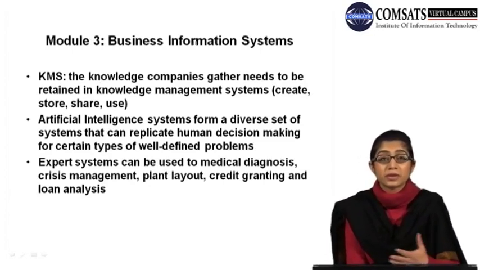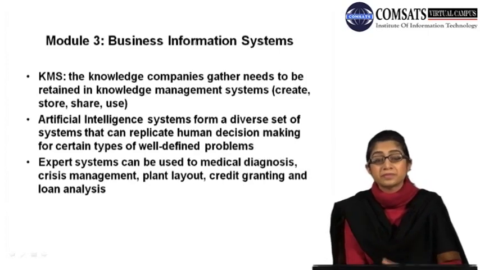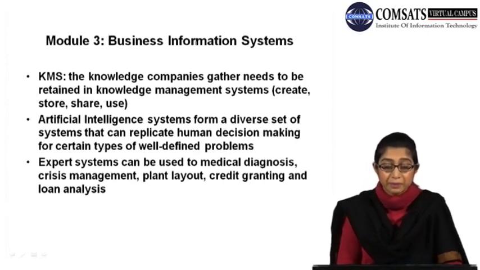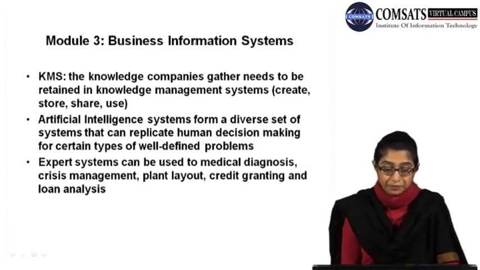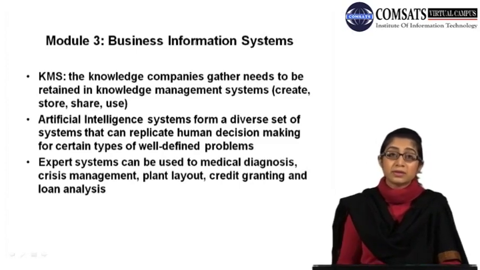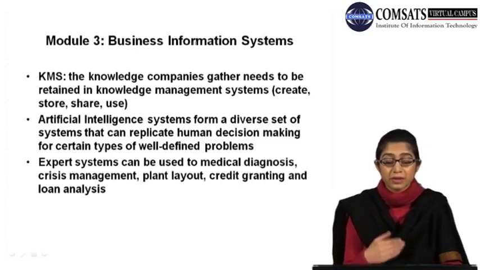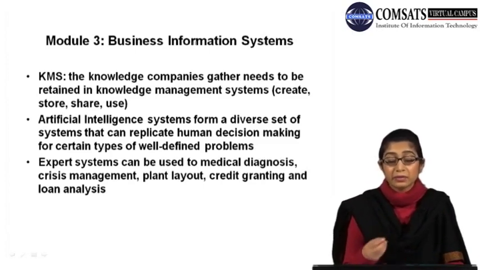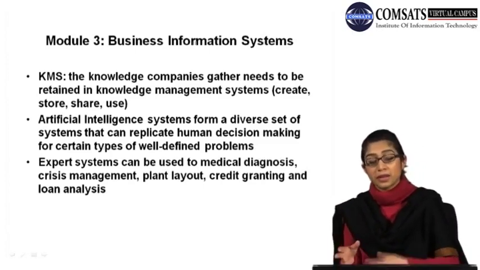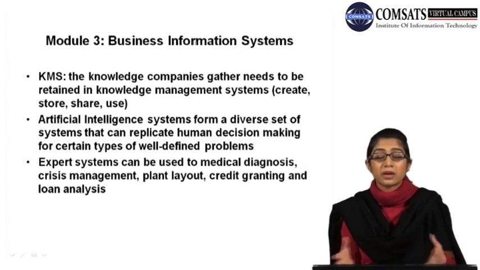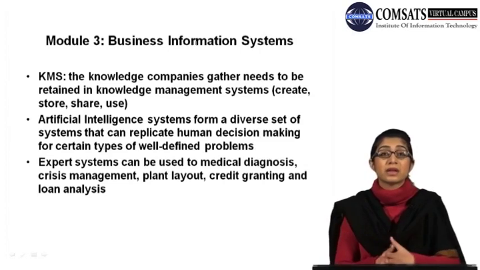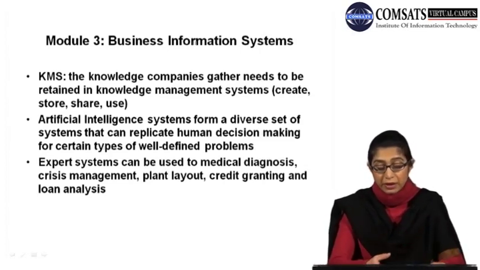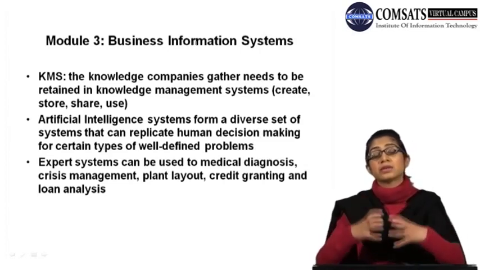ये उसकी different branches हैं that are being used in the manufacturing department as well. Different industries के manufacturing departments, for example, car manufacturing में ये बहुत ज़्यादा use होता है. And then when we talked about artificial intelligence, तो हम expert systems की तरफ गए थे, and we said that they can be used in different kinds of medical diagnosis, crisis management, different plant and manufacturing layout में, credit granting and loan analysis में.